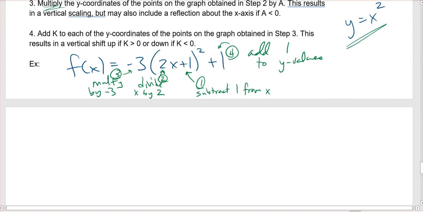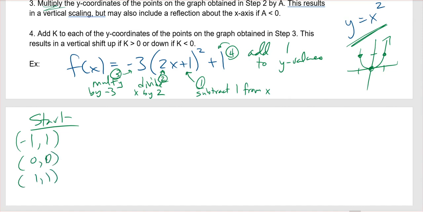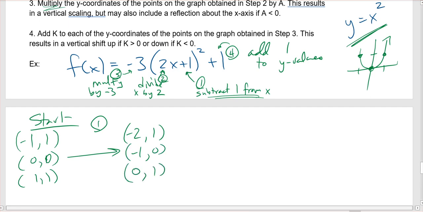So we know that we start with the same points every time. We got 0, 0, we got 1, 1, we got -1, 1, right? So we're going to start at -1, 1, 0, 0, and 1, 1. All right, and then we do our first step. Our first step here, we're going to subtract 1 from x. So all these x values, we're going to subtract 1. So we got -2, 1. I got -1, 0. I got 0, 1. Super. Done. We want to do step 2 next.